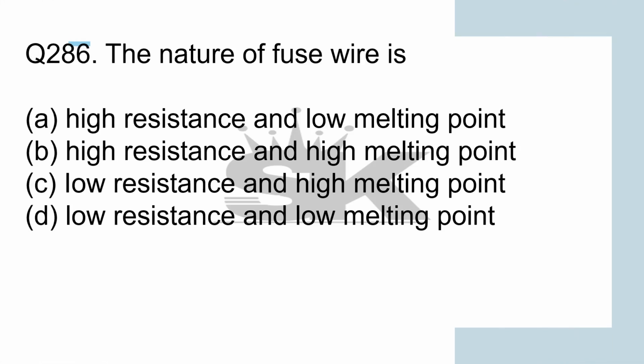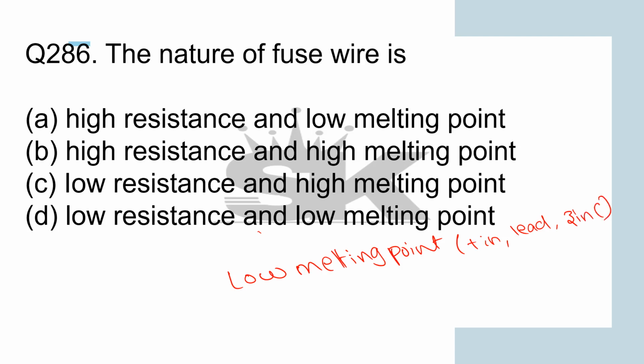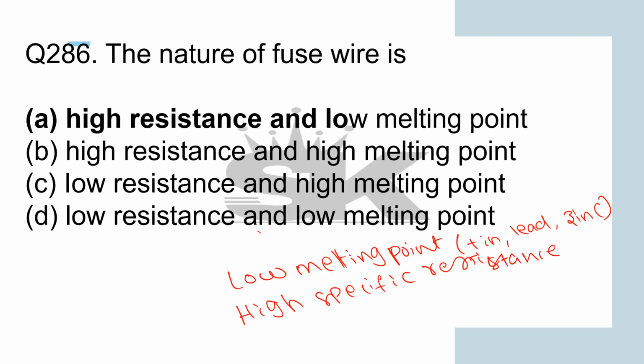The nature of a fuse varies. The material used for making the fuse element has a low melting point, like tin, lead, zinc. Okay. A low melting point is, however, available with a high specific resistance. So the answer is high resistance and low melting point. Okay.